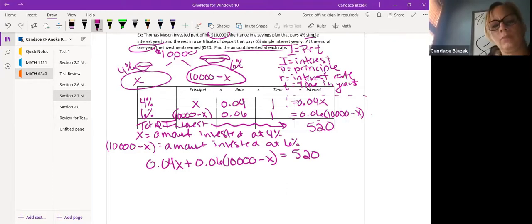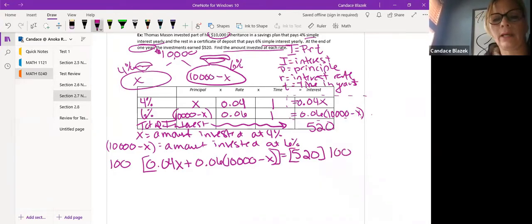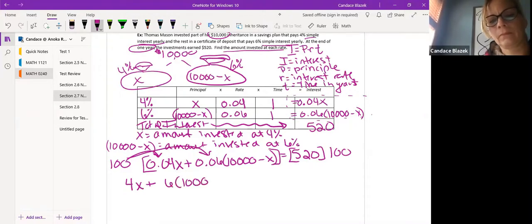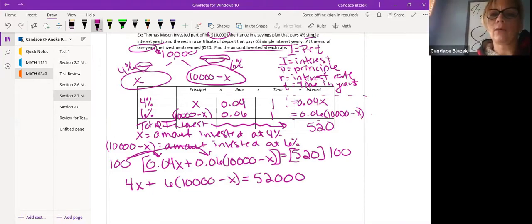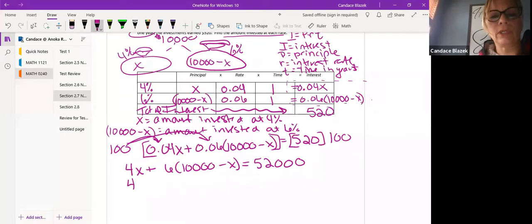Now I see the decimals and I want to clear the decimals. So I'm going to multiply the left side by 100 and the right side by 100. Multiplying by 100 will move the decimal point 2 spots. On the right, it'll also move the decimal by 2 spots. So instead of 520, we have 5,200. Now we have a nice clean equation, and we're going to clear parentheses.